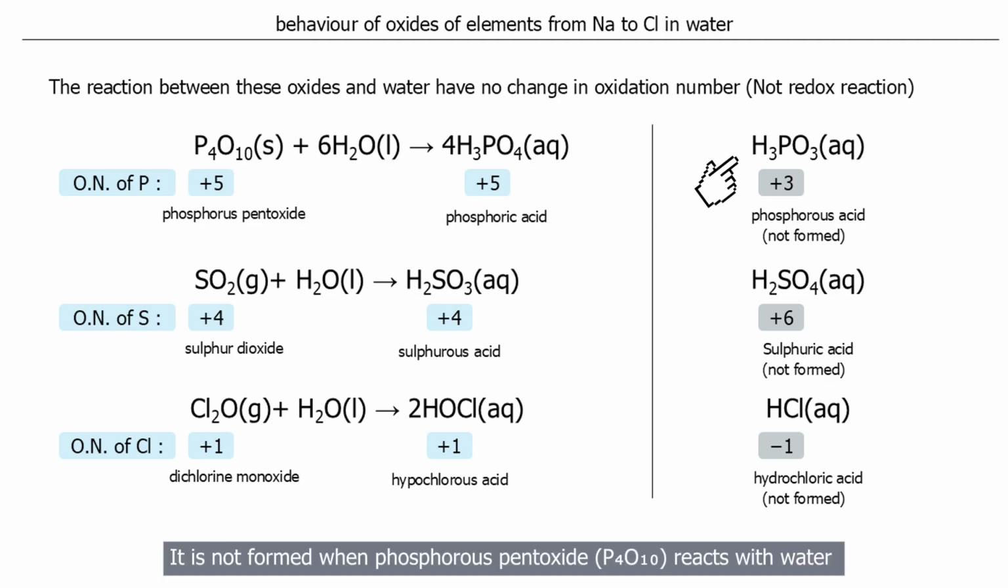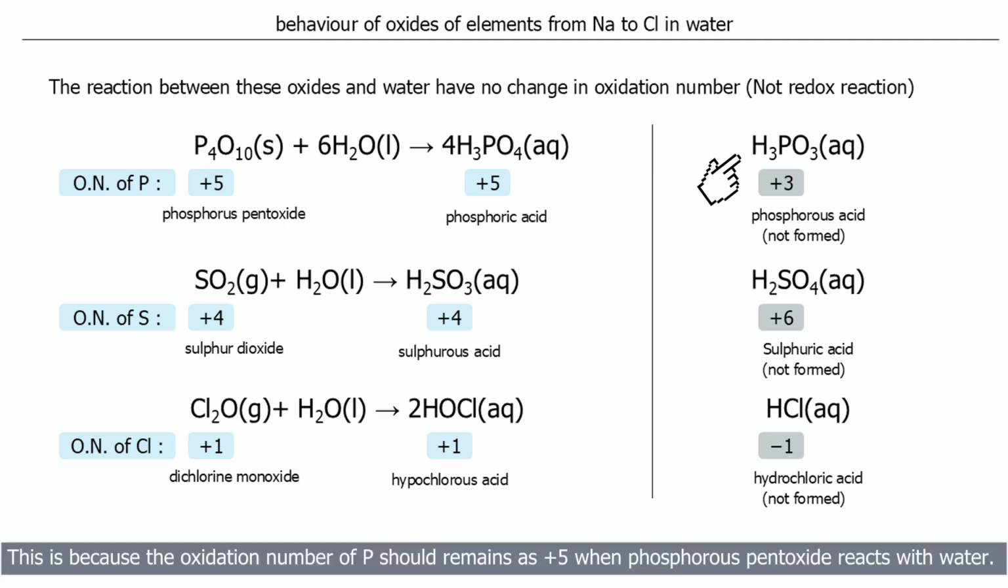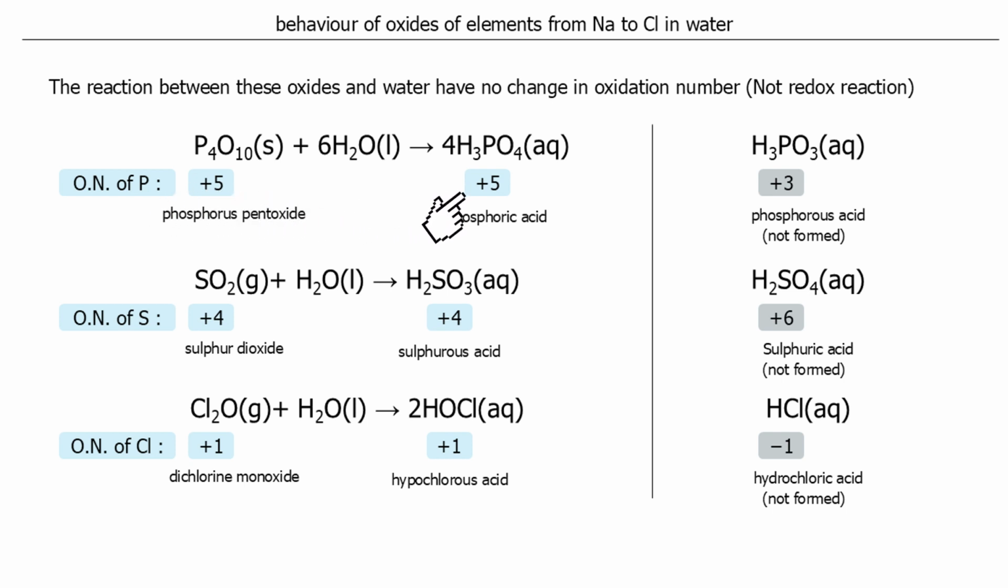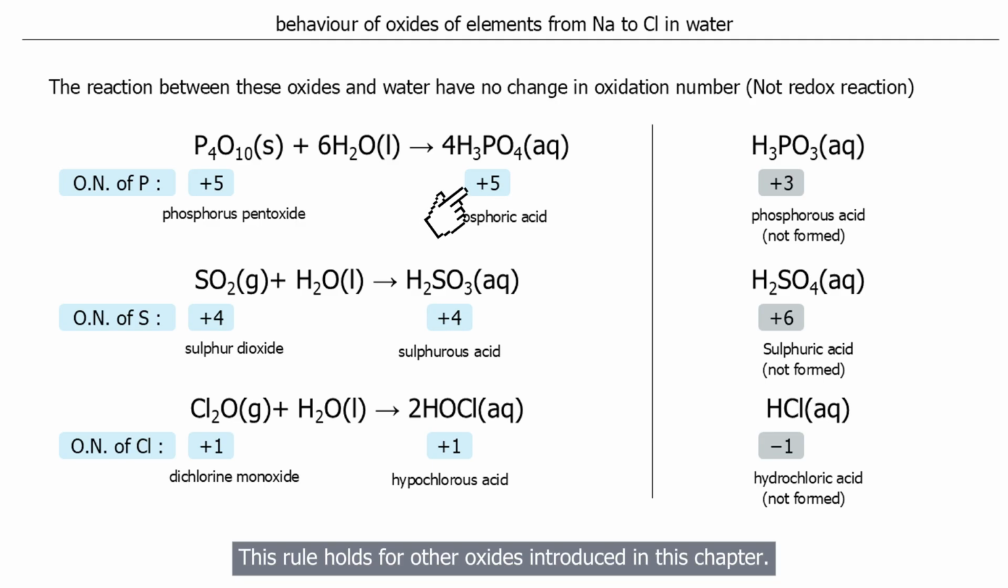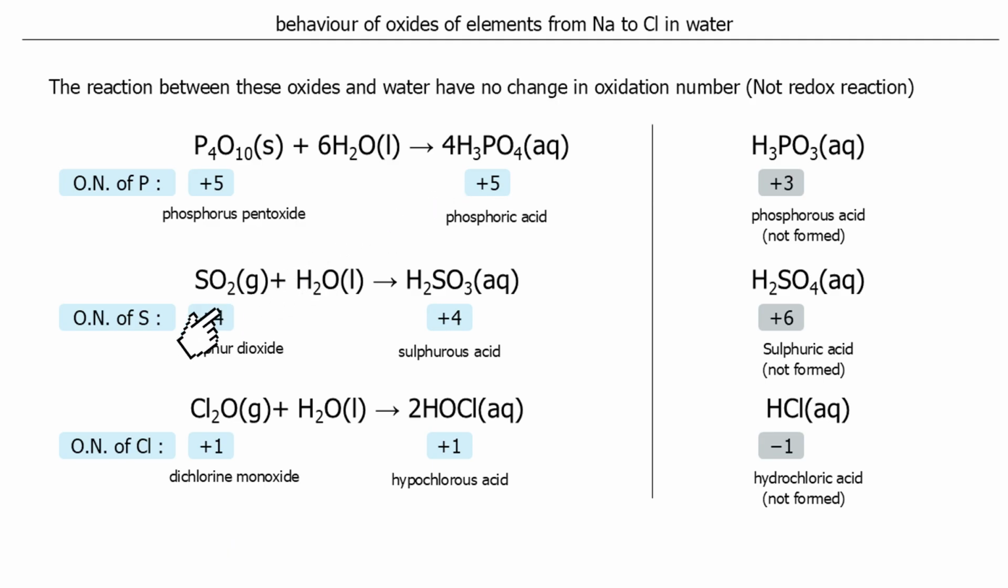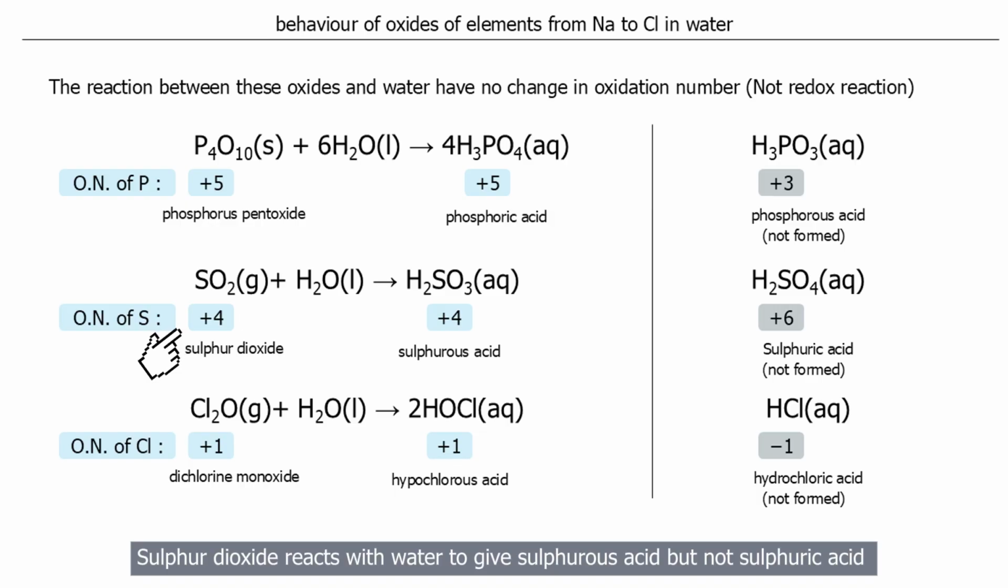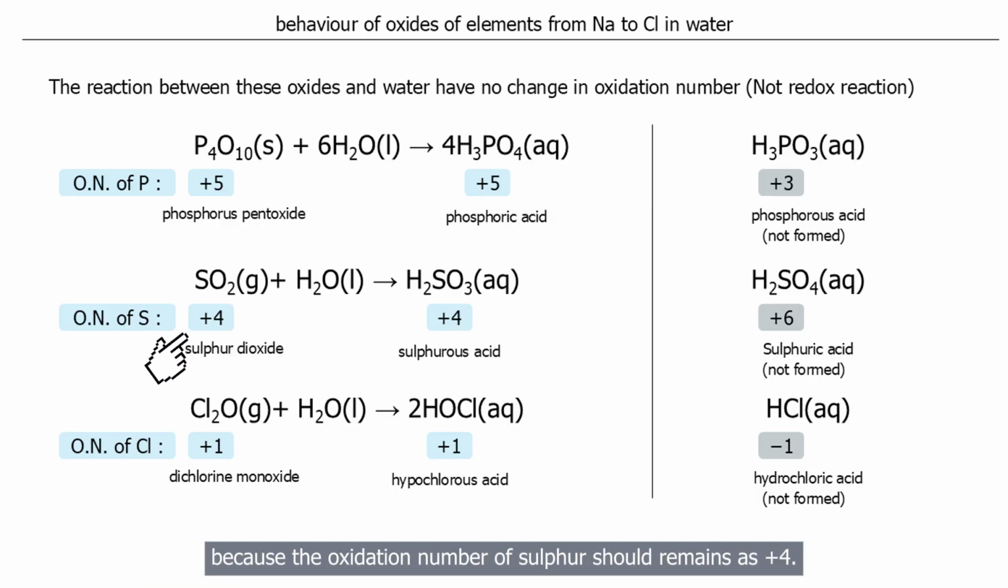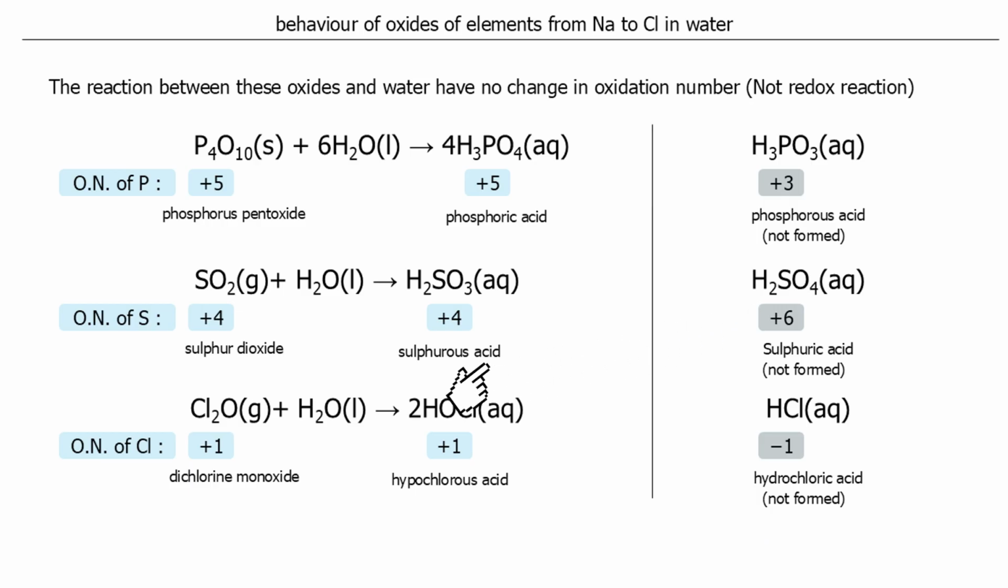It is not formed when phosphorus pentoxide reacts with water. This is because the oxidation number of phosphorus should remain as +5 when phosphorus pentoxide reacts with water. This rule holds for other oxides introduced in this chapter. Sulfur dioxide reacts with water to give sulfurous acid, but not sulfuric acid because the oxidation number of sulfur should remain as +4. The oxidation number of sulfur in sulfuric acid is +6.